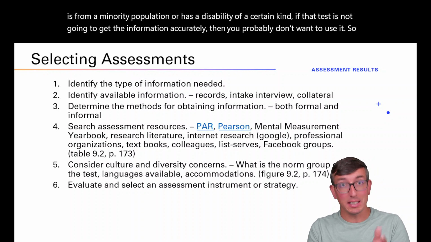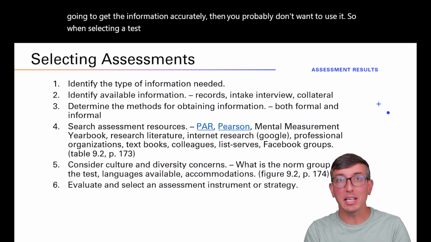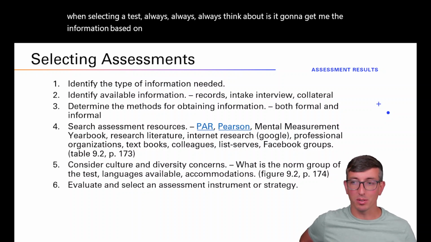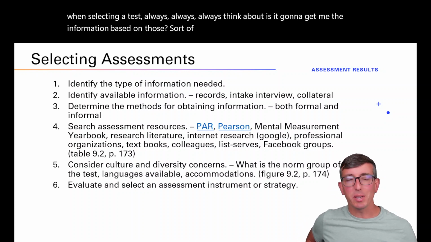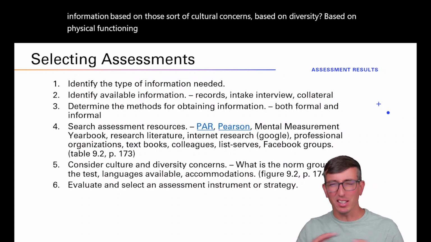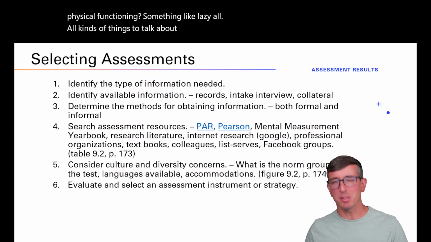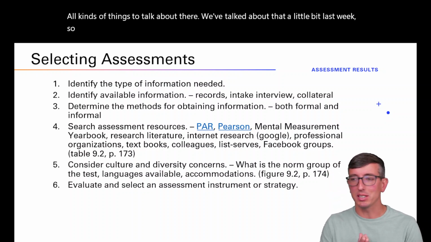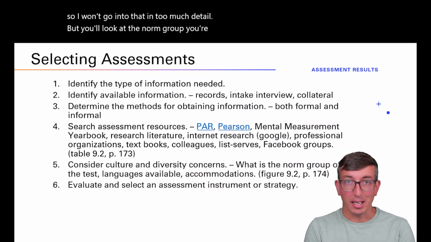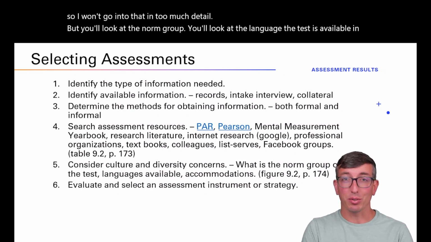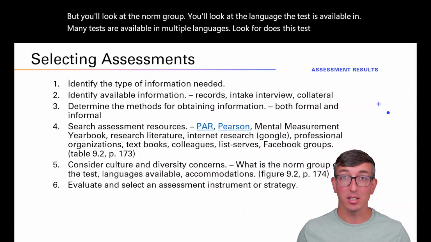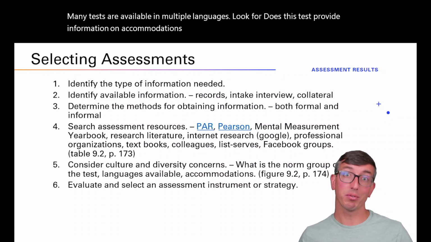So when selecting a test, always, always, always think about, is it going to get me the information based on those cultural concerns, based on diversity, based on physical functioning? There's all kinds of things to talk about there. We talked about that a little bit last week, so I won't go into too much detail. But you'll look at the norm group, you'll look at the language the test is available in. Many tests are available in multiple languages. Look for, does this test provide information on accommodations, and will that work for my client?